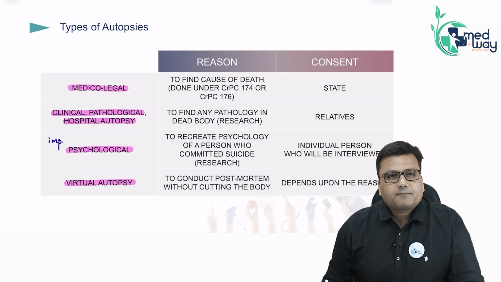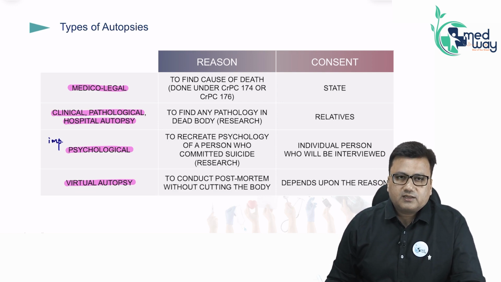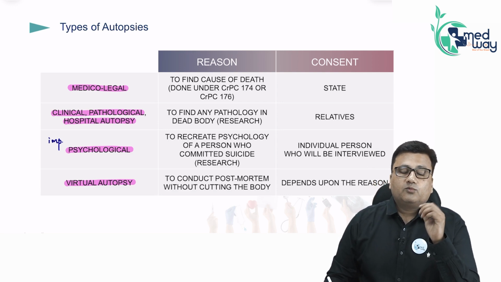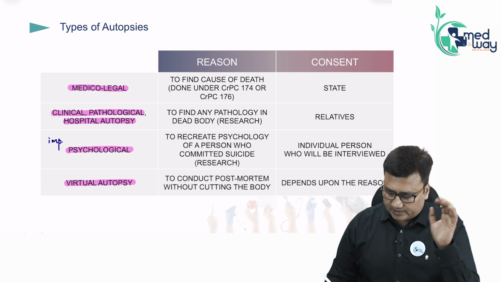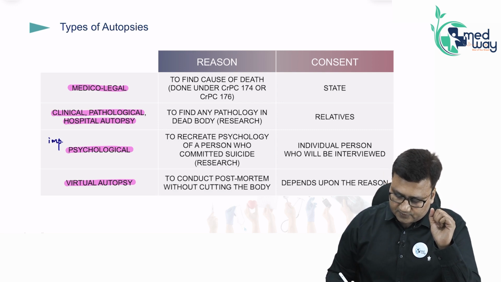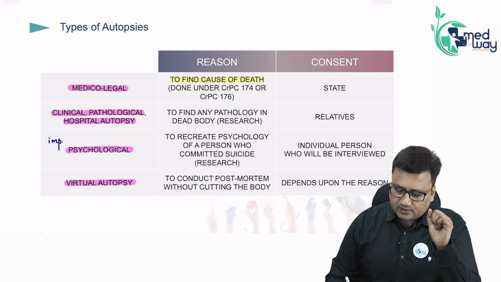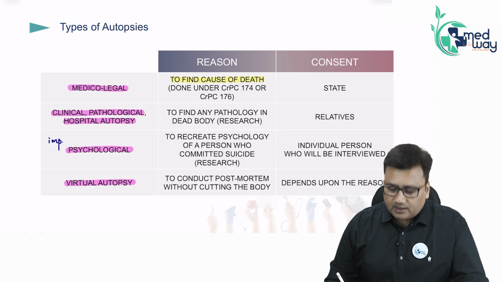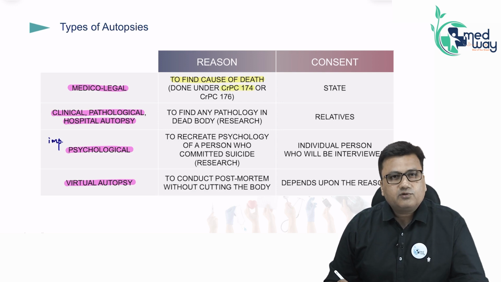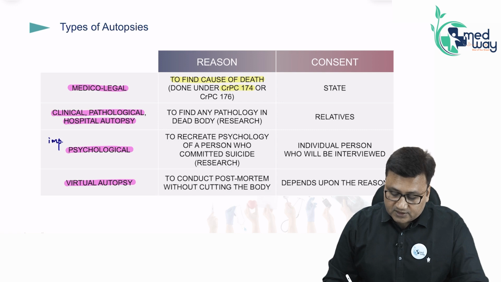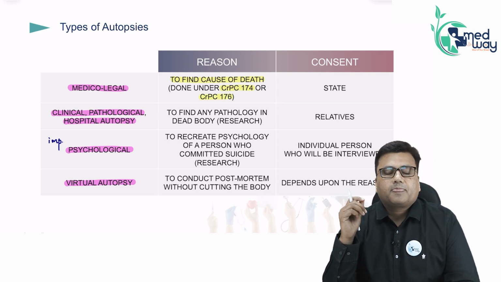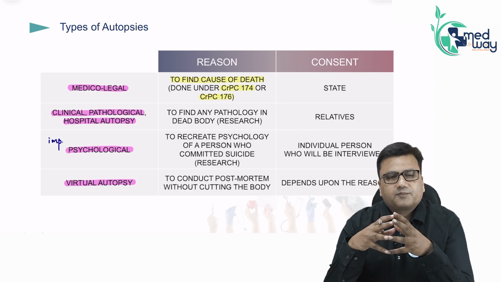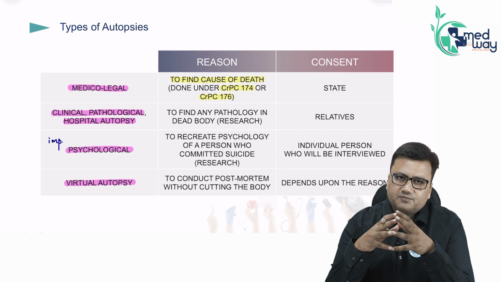So, the first one is called medico-legal autopsy. Medico-legal autopsy is the form of autopsy which is done to know the cause of death. So, this is one autopsy which is done to find the cause of death. It is done under CRPC 174 or CRPC 176 provisions in India. We have talked about these provisions in our inaugural chapter of the Indian legal system.